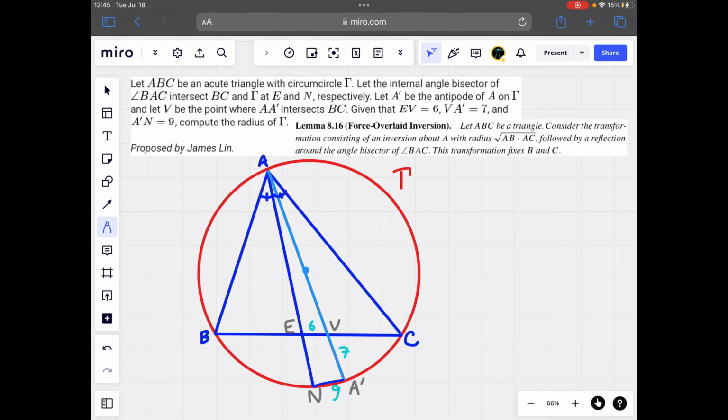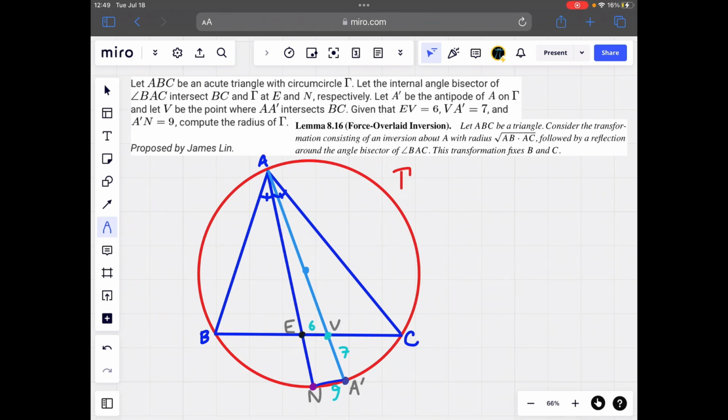We're going to use this method of force overlaid inversion, which I brought here from EGMO. It says let ABC be a triangle, and consider the transformation consisting of an inversion about A with radius the square root of AB times AC, followed by a reflection around the angle bisector of BAC, which fixes B and C. This is what we're going to do in triangle ABC. I color-coded the points where we are going to do inversion.